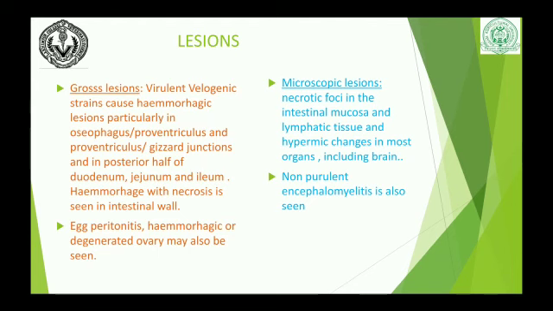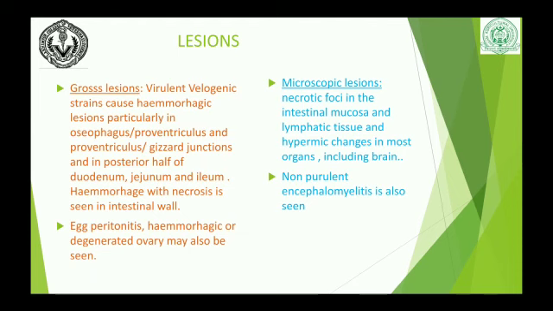Then the lesions. The lesions are divided into gross lesions and microscopic lesions. The gross lesions include the hemorrhages in the esophagus or proventriculus, and proventriculus or gizzard junctions, and also in the duodenum, jejunum, ileum, but these are mostly seen in the virulent velogenic strains. Egg peritonitis, hemorrhagic or degenerated ovary may also be seen.